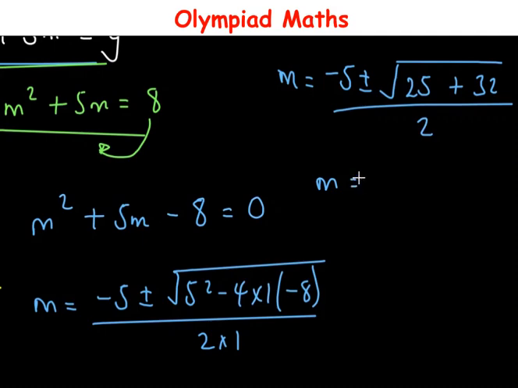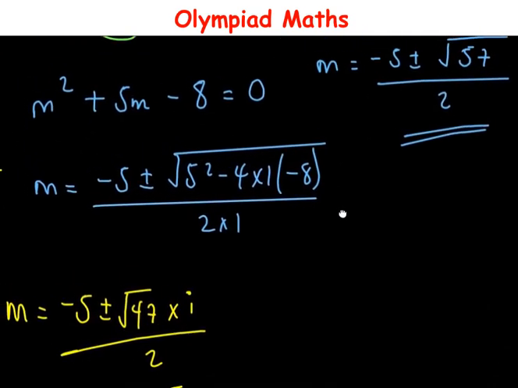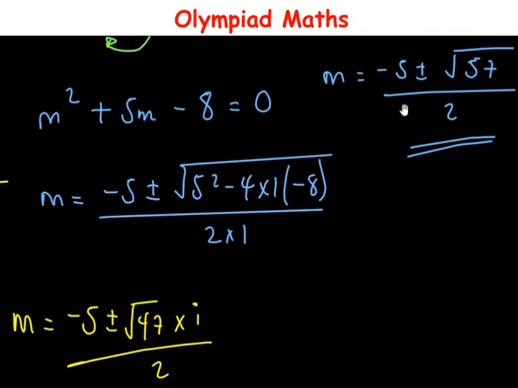So m is equal to minus 5 plus or minus square root of 25 plus 32, that will give us 57, all over 2. And with this, we have gotten the solution for m. So we have two solutions for m, this and this.